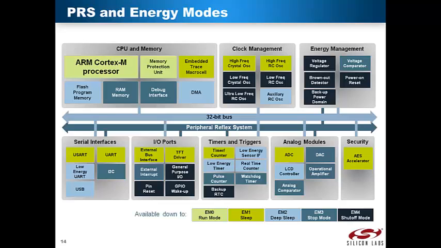The pulse width measurement example uses the analog comparator and the timer. The analog comparator is available down to Energy Mode 3, but since the timer requires Energy Mode 1 or above, the EFM32 cannot use any energy mode below Energy Mode 1.